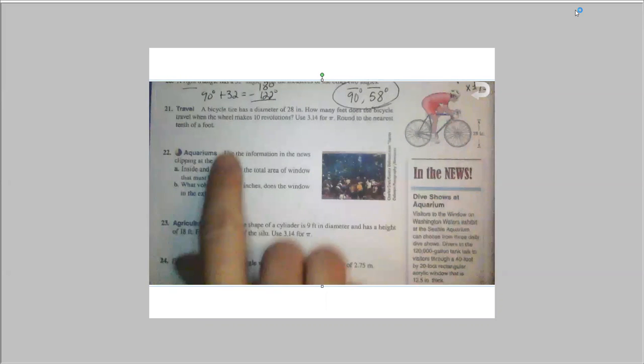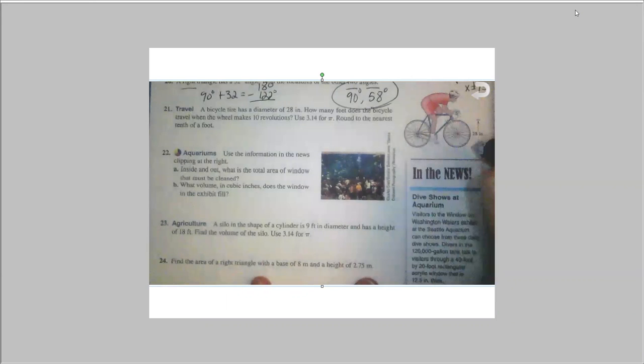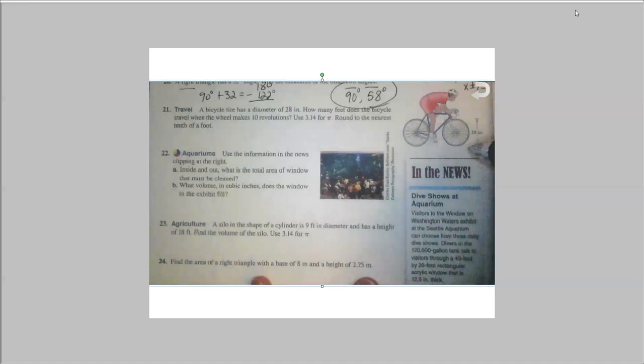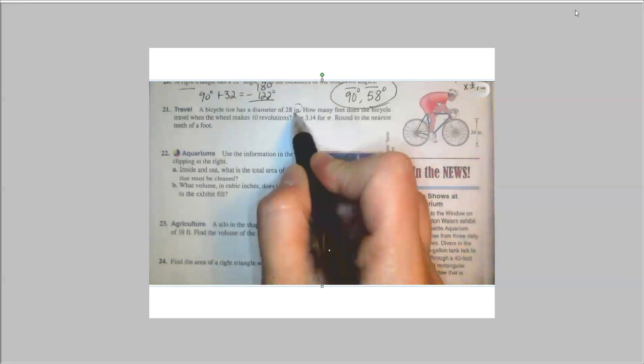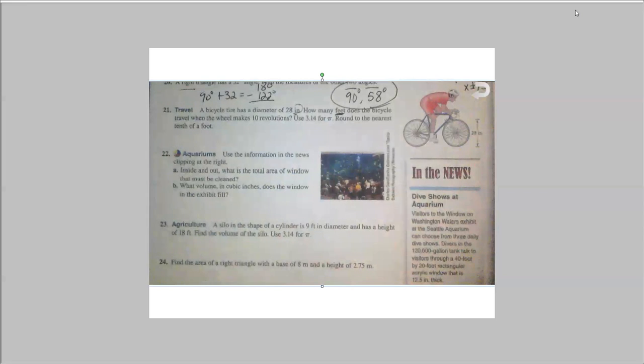Number 21 says a bicycle tire has a diameter of 28 inches. That's illustrated here. How many feet does the bicycle travel when the wheel makes 10 revolutions? That is 10 turns. Okay, notice that's the distance around that tire. That's the circumference, okay? So I've got to calculate that 10 times. Use 3.14 for pi and round to the nearest tenth of a foot. And here's what you've got to be watchful for. This information is given in inches, but the answer has to be given in feet. So we're going to have to do some converting in just a little bit.